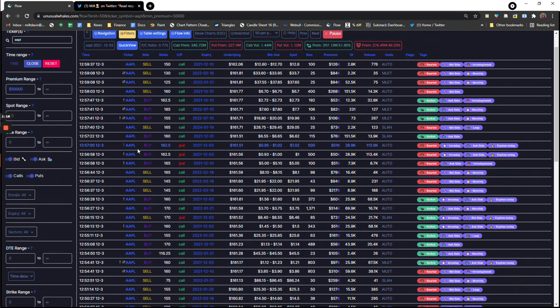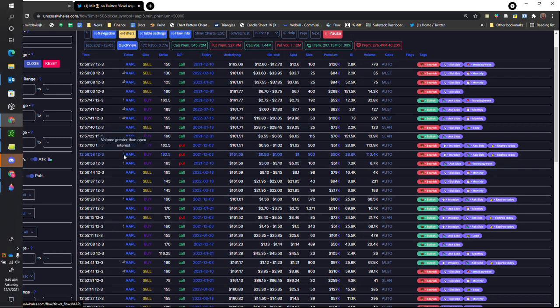So while I'm looking at the flow screen, I say to myself, okay, look at that. Buying a put, volume greater than open interest. Buying a put, volume greater than open interest. Buying a put, volume greater than open interest. But it's Saturday, right? Notice these dates: 12-3.